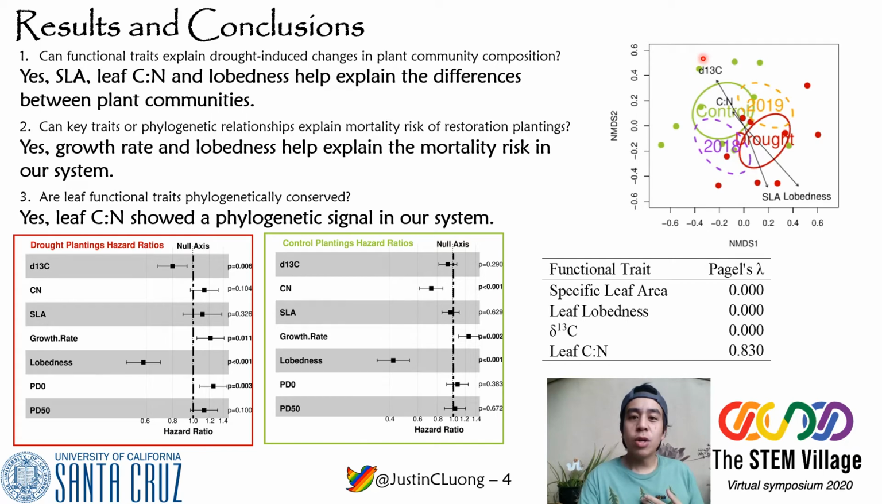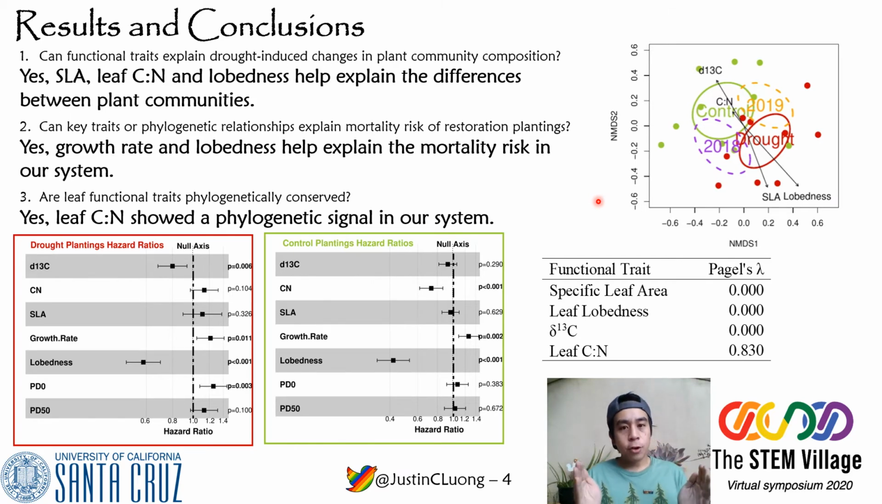In the upper right-hand corner, you can see that drought and ambient rainfall plots had significantly different plant communities. This is a non-metric multidimensional scaling plot, where each point on the plot represents a plant community on a plot in 2018 or 2019. The further apart two points are from each other, the more dissimilar plant communities were.